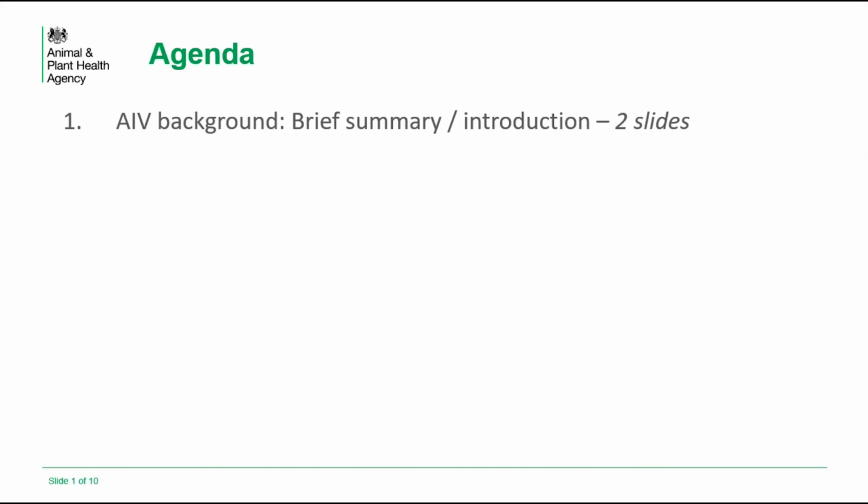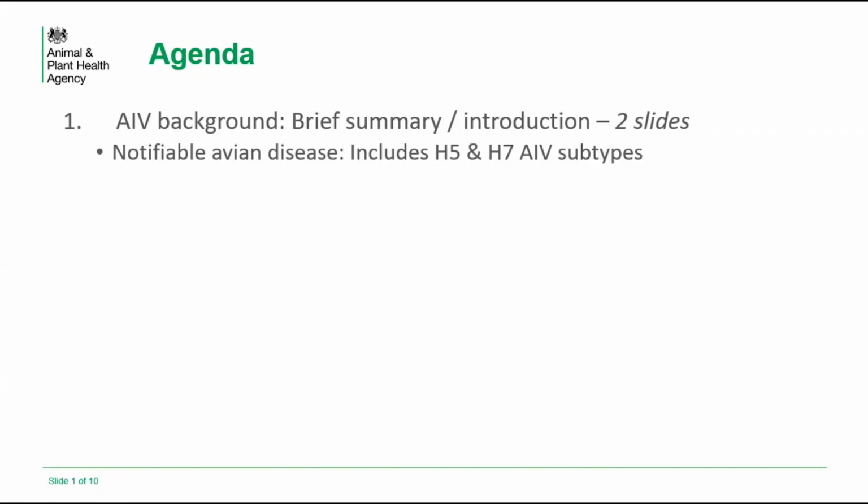Now, okay, so the agenda for the talk today is I'll kick off with a brief summary and introduction about a background to AIV, and this will include the important distinction of two subtypes, the H5 and H7 AIV subtypes, which are the causative agents of notifiable avian disease. They are classified as such because these exist not only in the relatively mild, low pathogenicity forms, but they can mutate to the corresponding high pathogenicity forms, only H5 and H7.